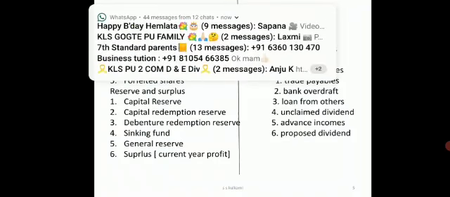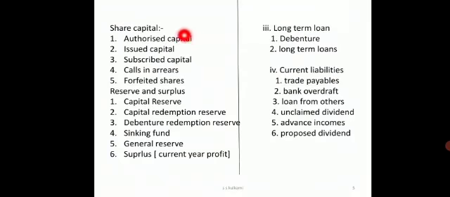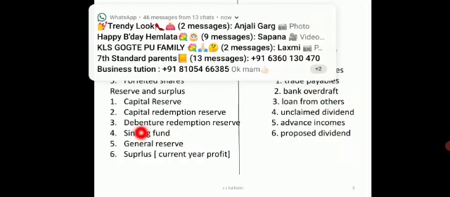Now this slide shows us the total amounts or items that are included under the different headings shown on the liability side of the balance sheet. So you have share capital, reserves and surplus, what share capital includes, what long-term loans include, and what current liabilities will be depicted. So these items will come under these respective heads. So just go through these.